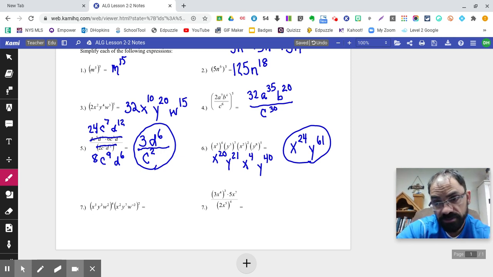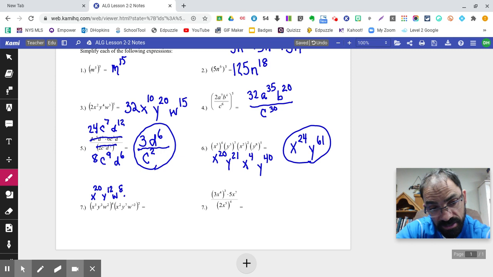X to the 5th raised to the 4th. So that is x to the 20th. Y cubed raised to the 4th is y to the 12th. W squared raised to the 4th is w to the 8th. And now the next one.